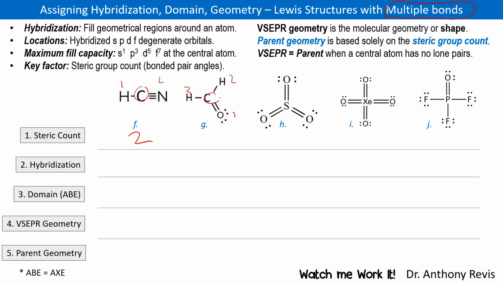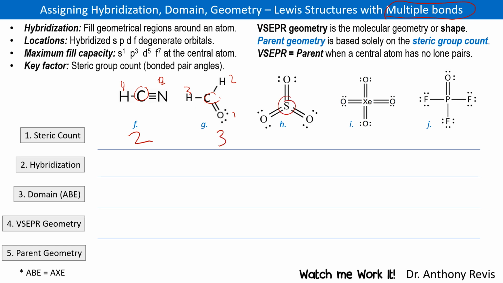So what about these bonds? They do not count the items or the attachments to the central carbon. I have one item attached here and a second one attached here. Double bond doesn't matter. Could be triple bond, doesn't matter. Could be 4 bonds, doesn't matter. The items around the central atom are 1, 2, 3, therefore my steric count is 3.